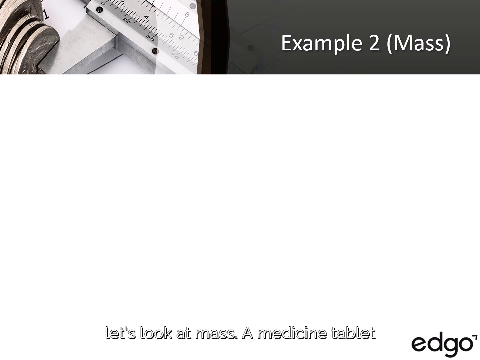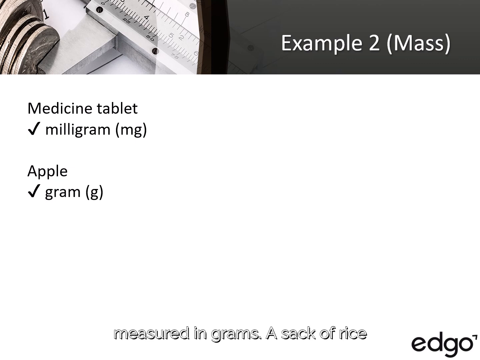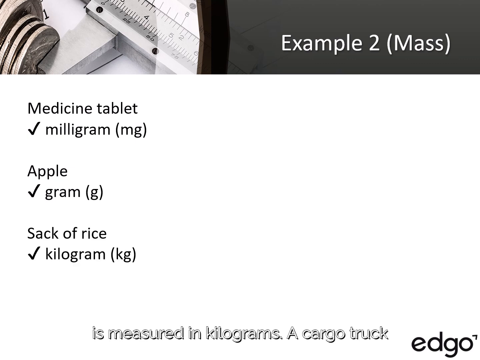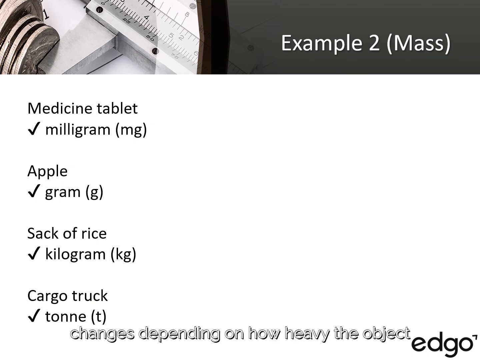Now let's look at mass. A medicine tablet is measured in milligrams because it has a very small mass. An apple is measured in grams. A sack of rice is measured in kilograms. A cargo truck is measured in tons because it is extremely heavy. Again, the quantity remains the same in mass, but the unit changes depending on how heavy the object is.